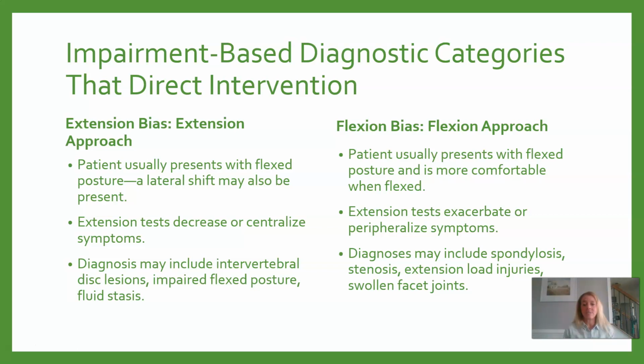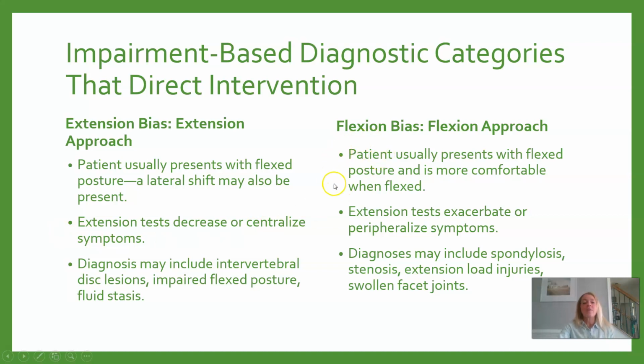If a person is demonstrating extension bias, what that means is that really the biggest thing is that extension tests are going to decrease or centralize their symptoms. Extension makes them feel better. They may present with a flexed posture. They may present with a lateral shift. This could be due to a herniated disc. This could be due to poor posture. But again, the cardinal sign is that extension makes them feel better. So guess what we're going to do? Treat them with a whole bunch of extension-based exercises, and we're going to get into what those are here shortly.